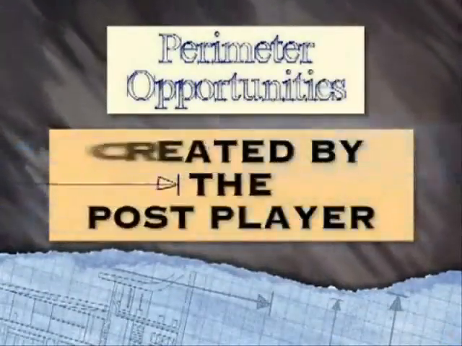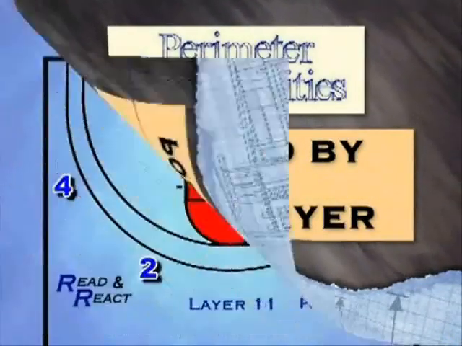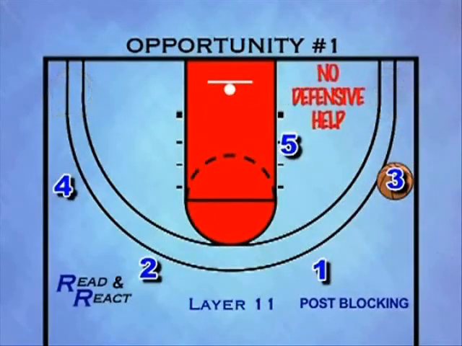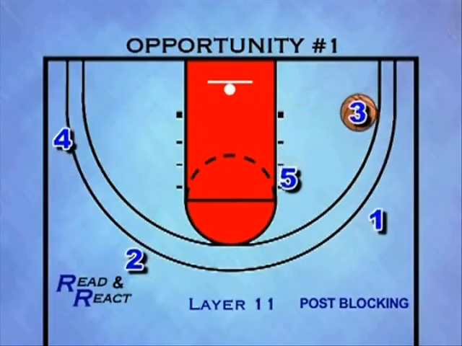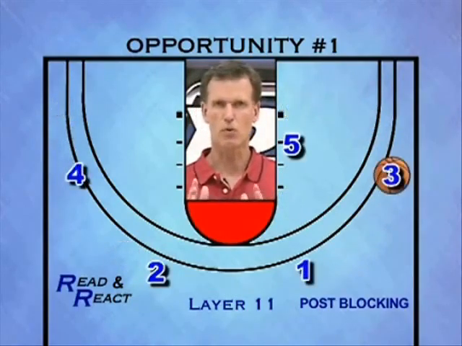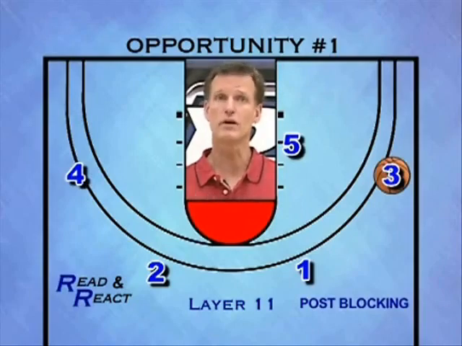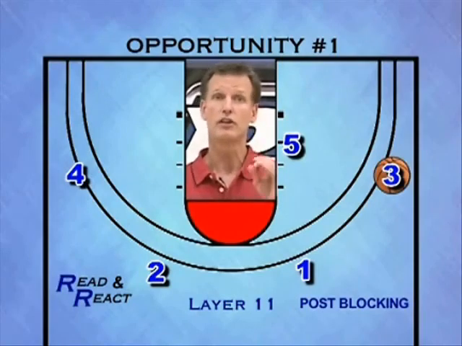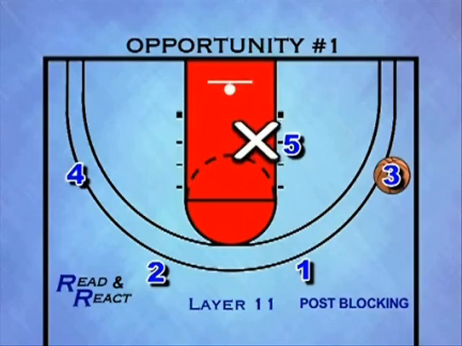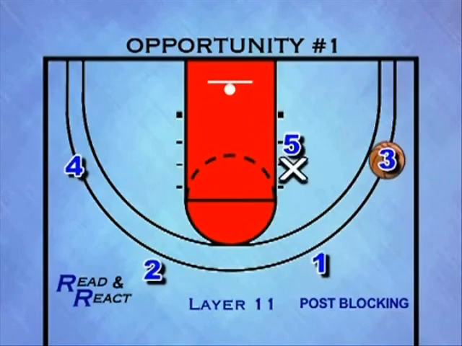Perimeter opportunities created by the post player. First, the corners are empty, which means no help is coming from the baseline side if the wings drive baseline. This brings up a simple read for a smart wing player along with your two-man read and react habit that should be drilled in this layer. Use the post defender's position as a clue for which way to drive. If the post is played on the top side, then drive baseline.